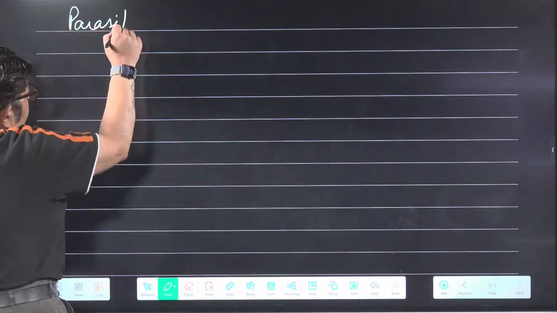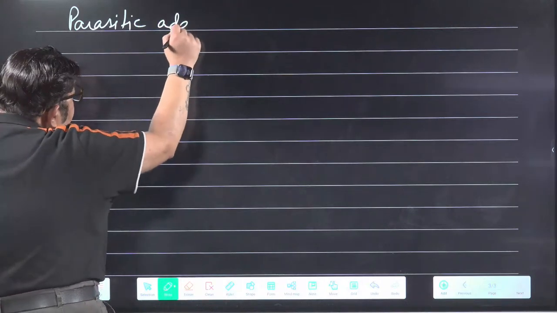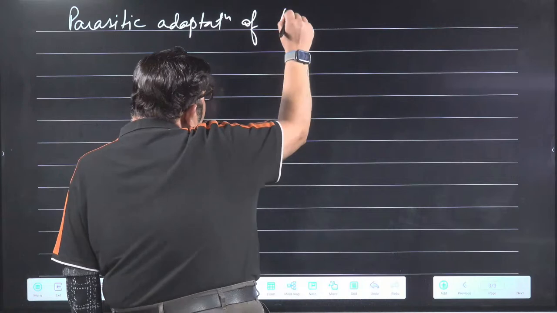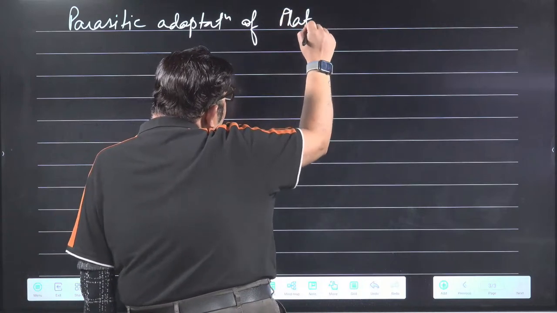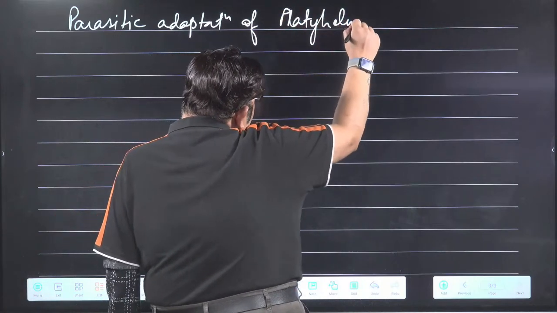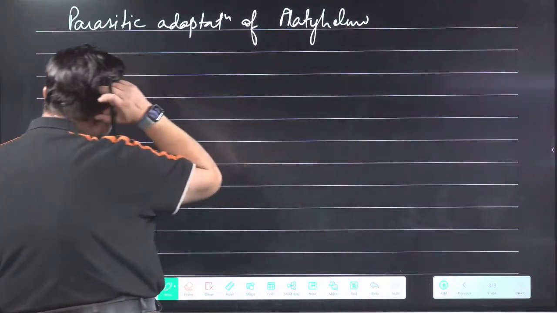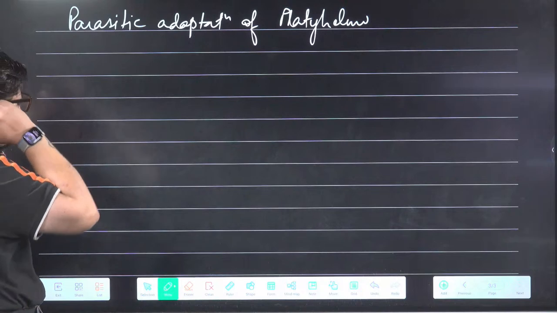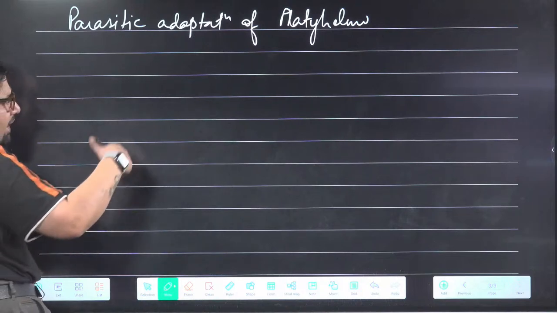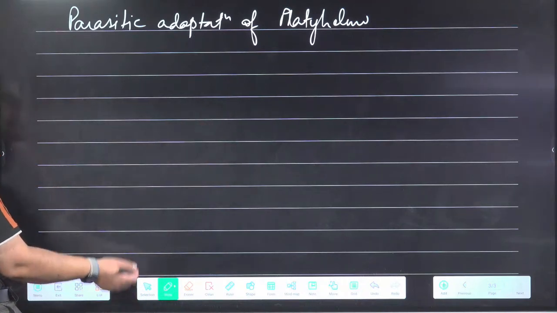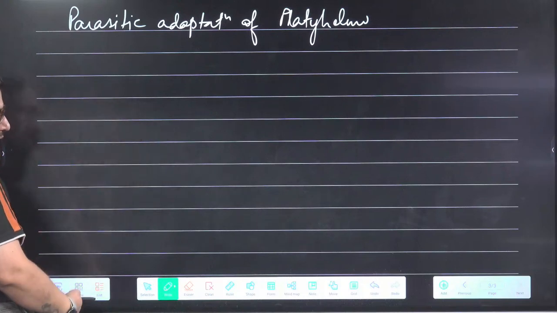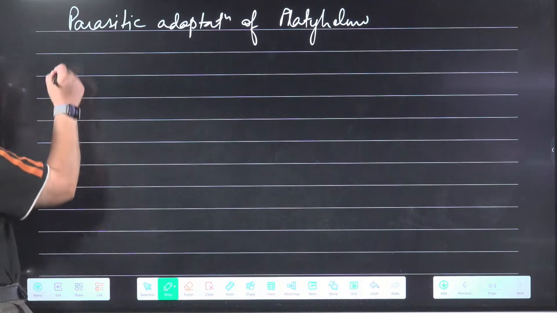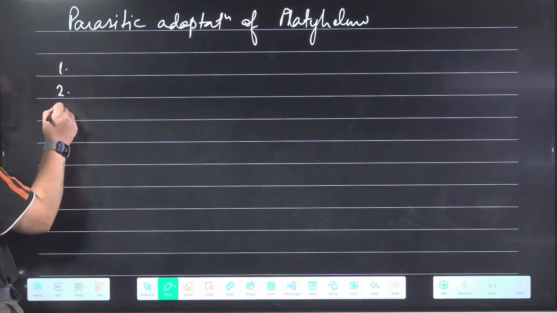So, on one page, you can write down the parasitic adaptations of flatworms, of platyhelminths. Now, this is not an answer. It is not an essay that someone else will read and give you marks. This is your own understanding and, if required, your own revision. So you can just write down the keywords.